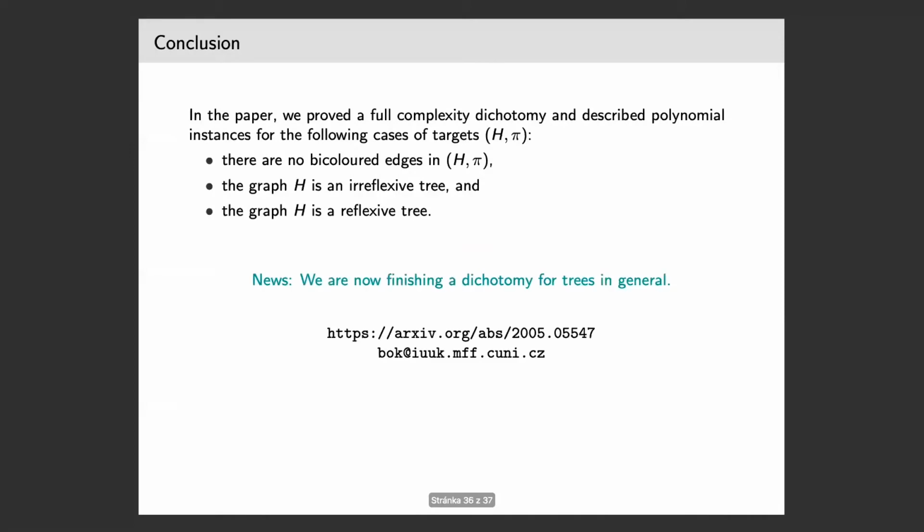Let me conclude the talk. In the paper, we proved a full complexity dichotomy and described polynomial instances for the following cases of targets HP. First, if there are no bicolored edges in HP, then, if the graph H is an irreflexive tree, and finally, if the graph H is a reflexive tree. These days, we are finishing a dichotomy for trees in general. You can check our full paper, including the proofs, on arXiv, and you can write me an email. Thank you for watching.